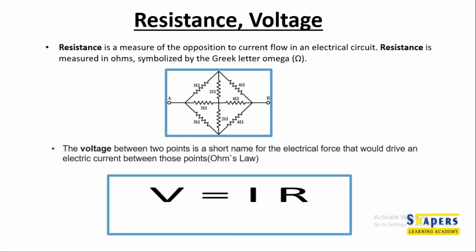Resistance and voltage. These are the two important terms in electricity. Resistance is a measure of opposition to the electrical flow in an electrical circuit. Resistance is measured in ohms, symbolized by the Greek letter omega. So this is a typical circuit, a typical indication of resistance, and you see this is the actual symbol of resistance. It means that this resistance is 3 ohms.